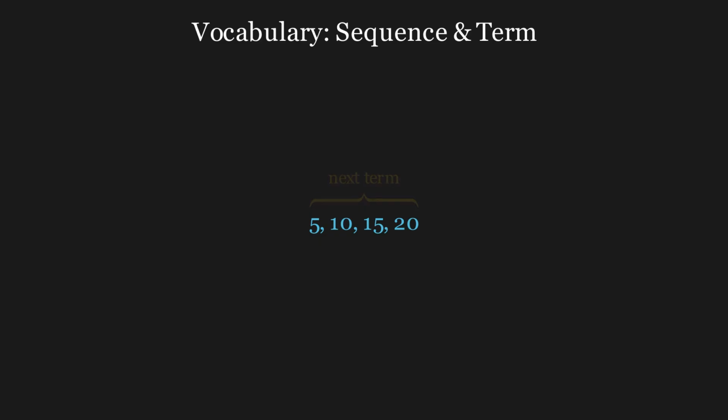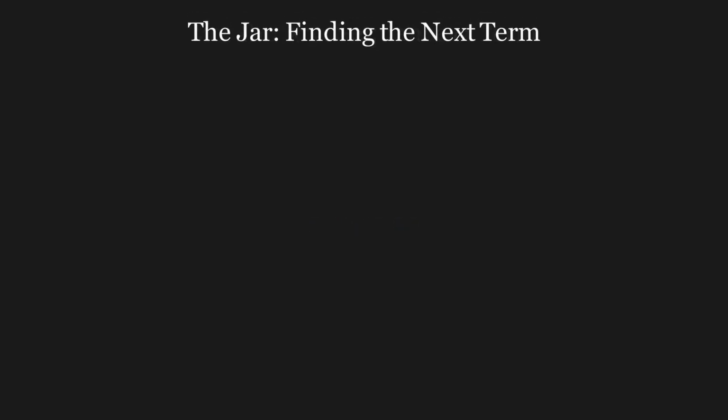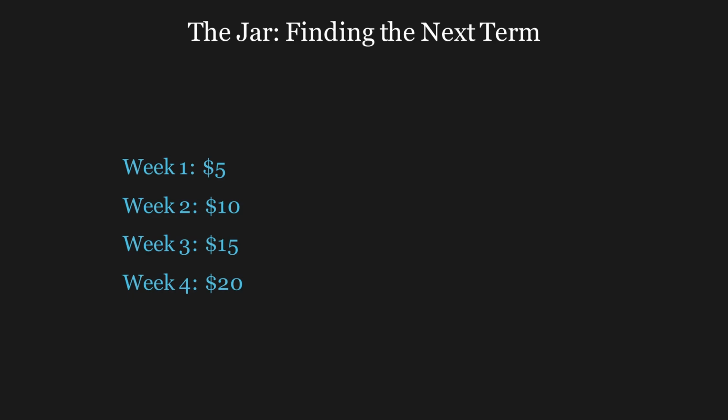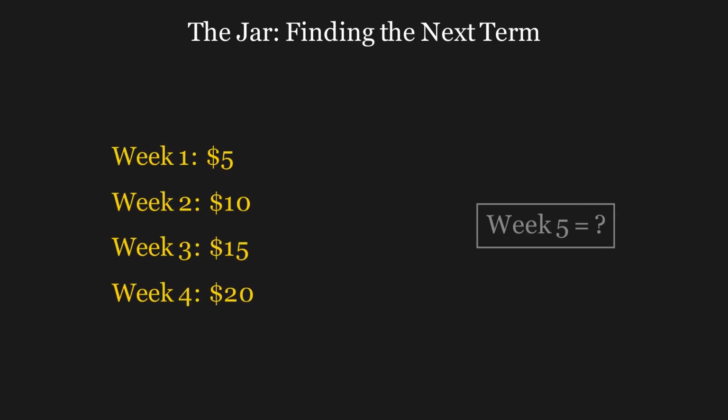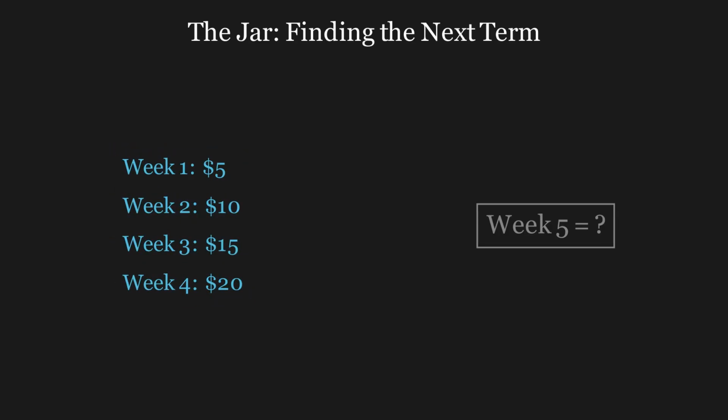Let's go back to the jar. Week 1, $5 is in there. Week 2, $10. Week 3, 15. Week 4, 20. The question the ASVAB would ask is, what's in the jar in week 5? To answer that, we look at what's happening between each pair of neighboring terms. Go from 5 to 10. That's a jump of 5. 10 to 15, also a jump of 5. 15 to 20, 5 again.